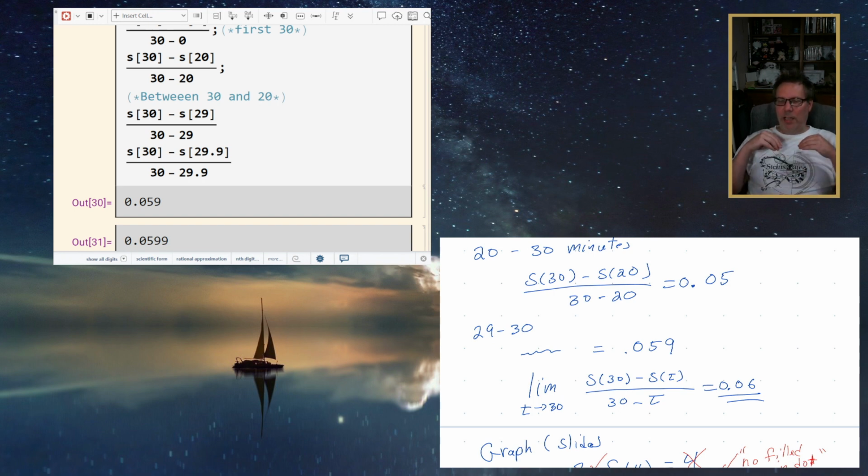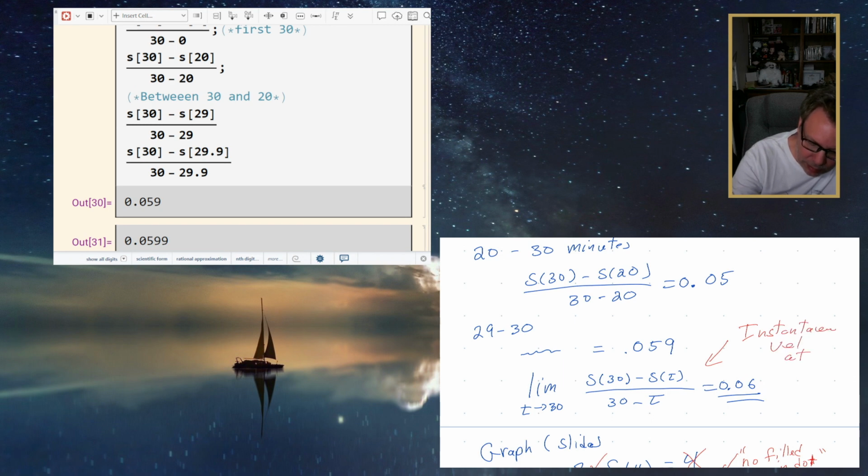Now it turns out that what we got for the average velocity for the 60 minutes is the instantaneous velocity at 30. That was just coincidence.